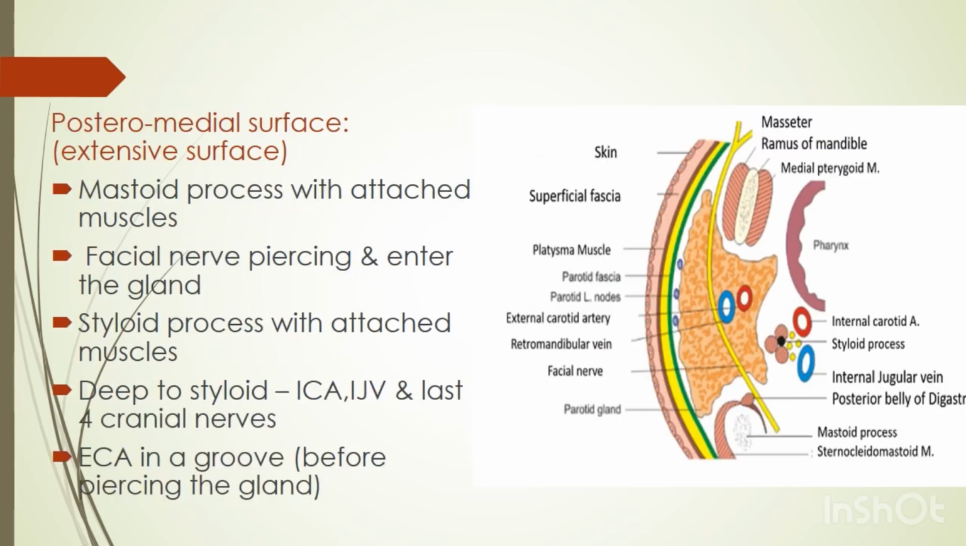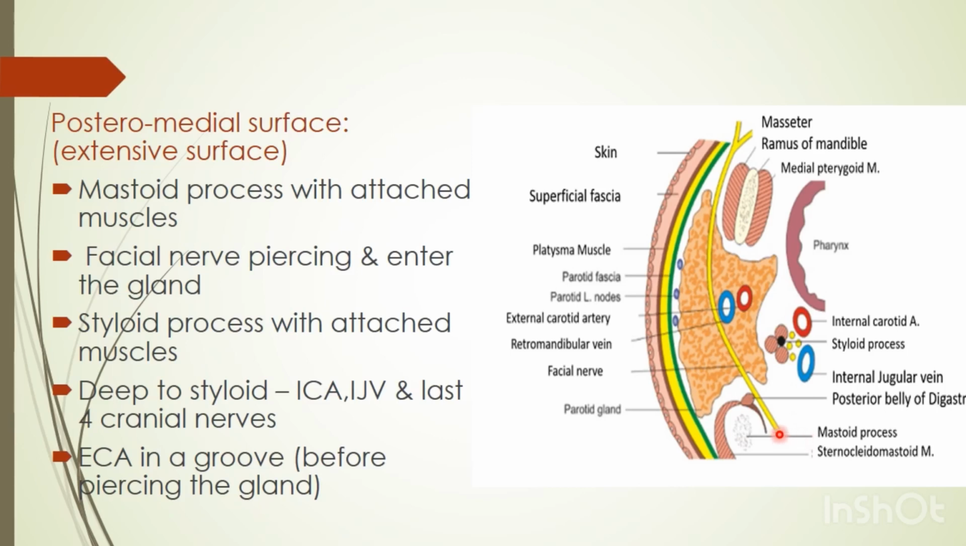Next, we'll go on to the posterior medial surface. As you can see here, it is an extensive surface. This is the posterior medial surface. The relations are the mastoid process with its attached muscles, that is the sternocleidomastoid and posterior belly of digastric. Next is the styloid process with its attached muscles. And deep to the styloid, the posterior medial surface is related to the internal carotid artery, internal jugular vein and the last four cranial nerves.